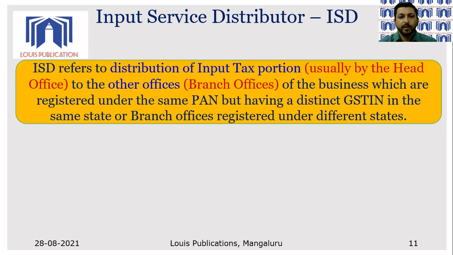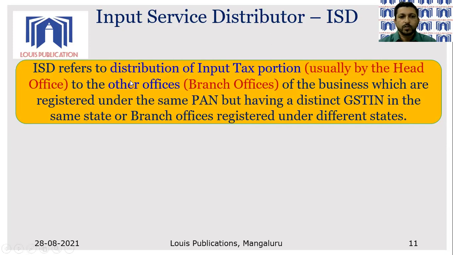Now, suppose the branch offices are based in another state, definitely GSTIN is going to vary. Suppose the branch offices are in the same state, but a different business vertical, again the GSTIN number is going to change. So it is very important that the head office allocates or distributes this input service to all its branch offices. Obviously, the head office can also retain a portion of the input service, but at the same time allocate the rest of the input tax among its branch offices. So the head office is going to distribute. That's why it is called input service distributor.